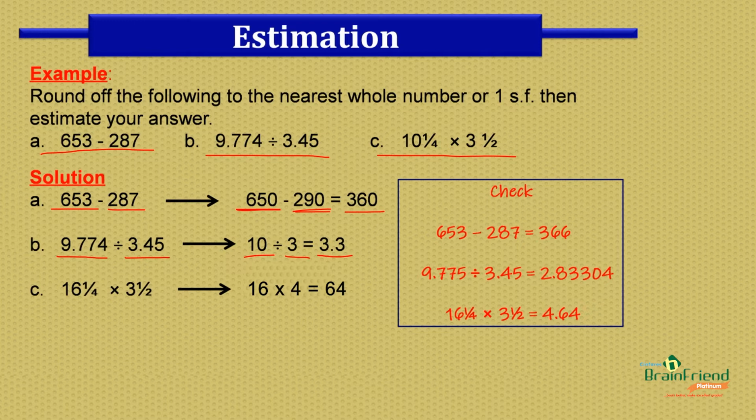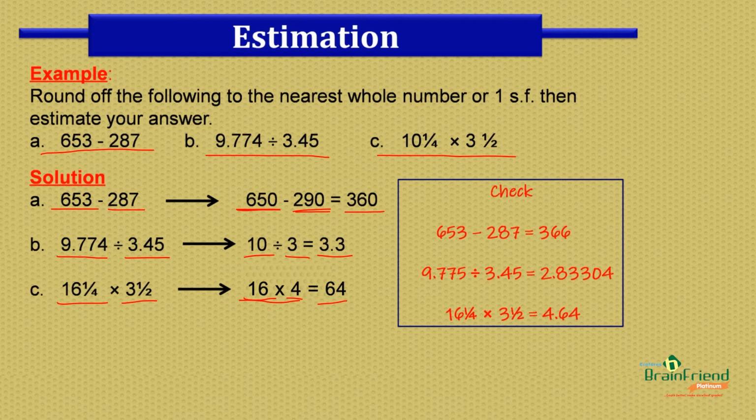And lastly, we have 16 whole number 1 over 4. 16 whole number 1 over 4 is the same as 16.25. Now, to the nearest whole number, you realize that 0.25 will be rounded down. So, we have that as 16. And 3 whole number 1 over 2 is the same thing as 3.5. To the nearest whole number, 0.5 can be rounded up. So, it becomes 4. And then we go ahead to multiply 16 by 4, and that gives us 64.